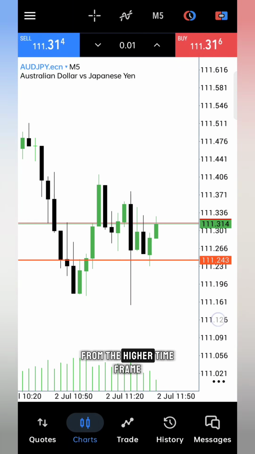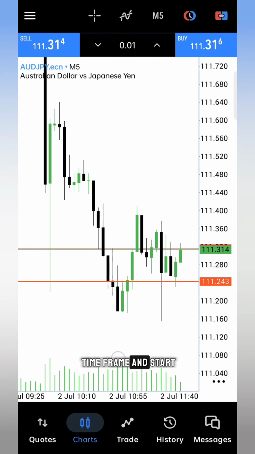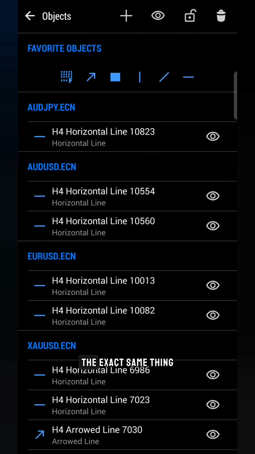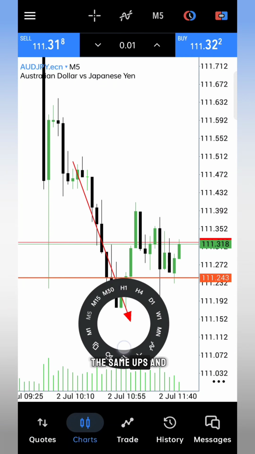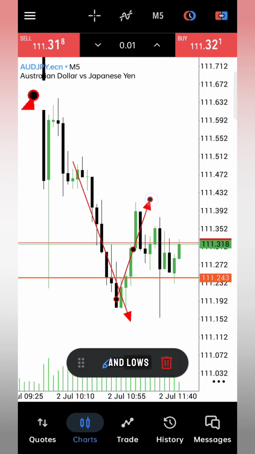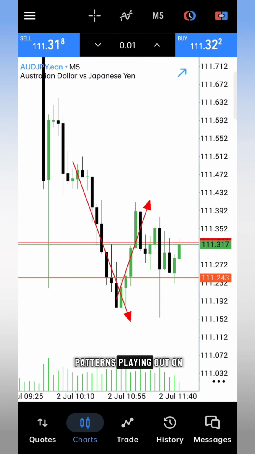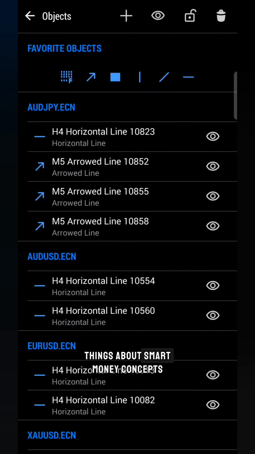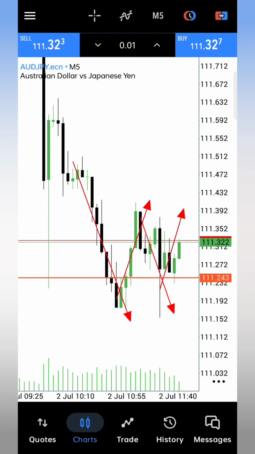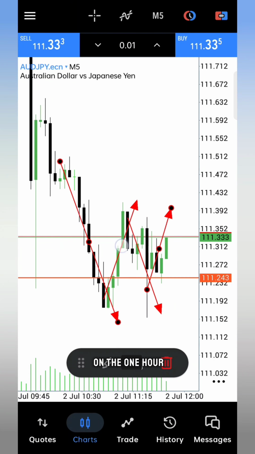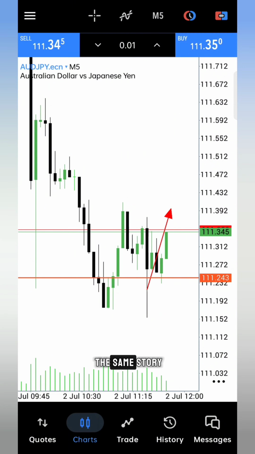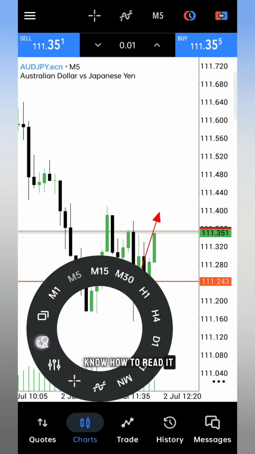Now, if we drop from the higher time frame down to the lower time frame and start looking for a market structure shift, what do we see? The exact same thing. The same ups and downs, the same highs and lows, the same price movement patterns playing out on a lower time frame. And this is one of the most powerful things about smart money concepts. It's fractal. The same patterns that appear on the daily chart appear identically on the 1 hour, the 15-minute, the 5-minute. Every time frame tells the same story, you just have to know how to read it.